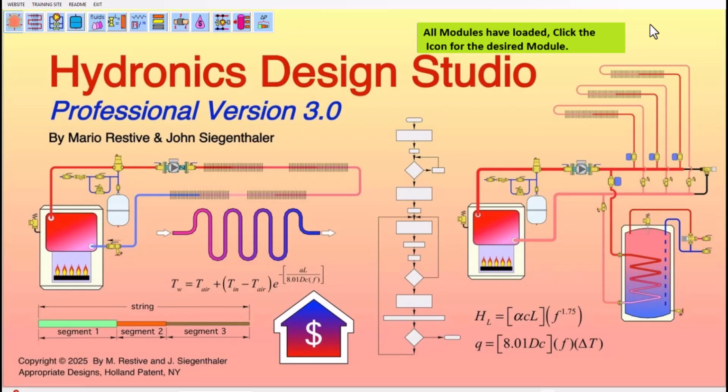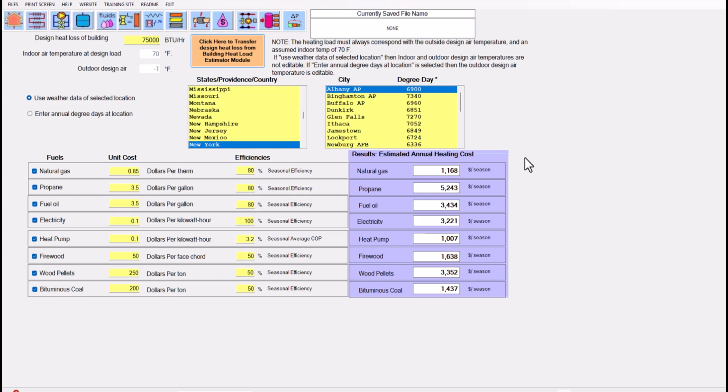Here's the startup screen for the Hydronics Design Studio version 3.0. We'll go over to the icon with the dollar sign in it. That is the Heating Cost Estimator, and we're in. The default is Albany, New York, but you can pick any state, New Hampshire.